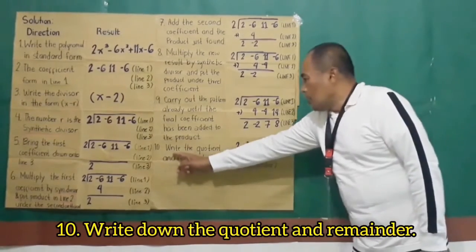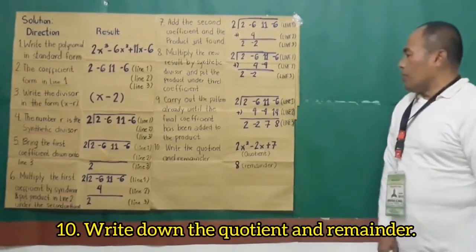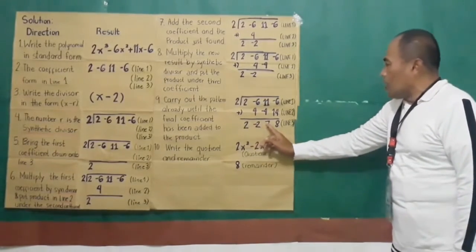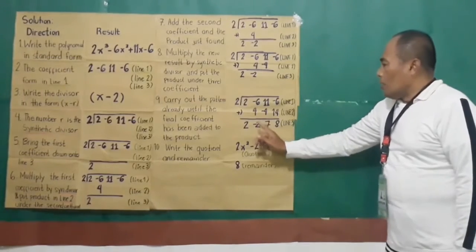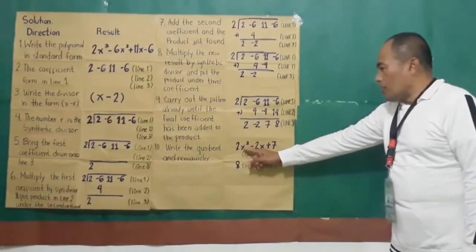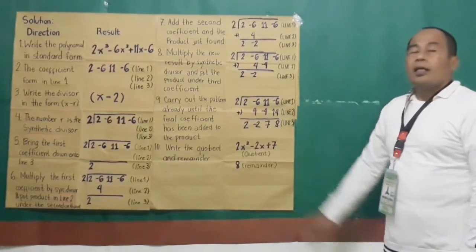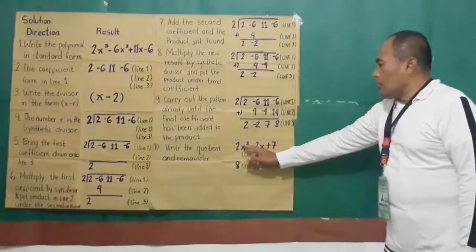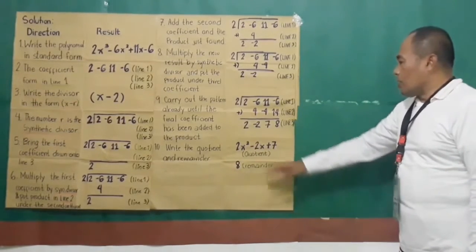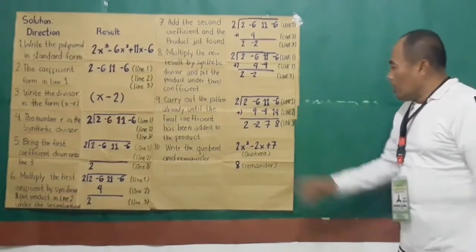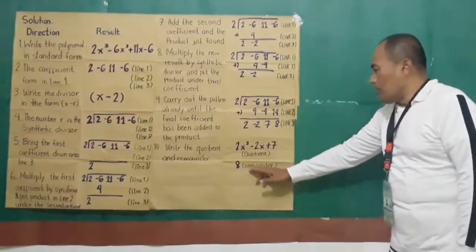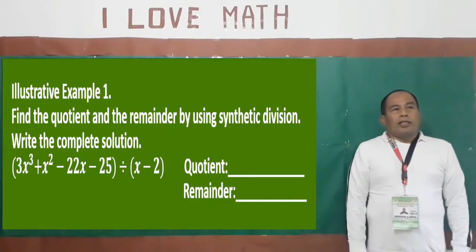10. Write the quotient and the remainder. So the quotient is 2, negative 2, and 7. The polynomial becomes second degree, that is 2x squared minus 2x plus 7. So that is the quotient. Then the 8 is the remainder. Let us have an example.